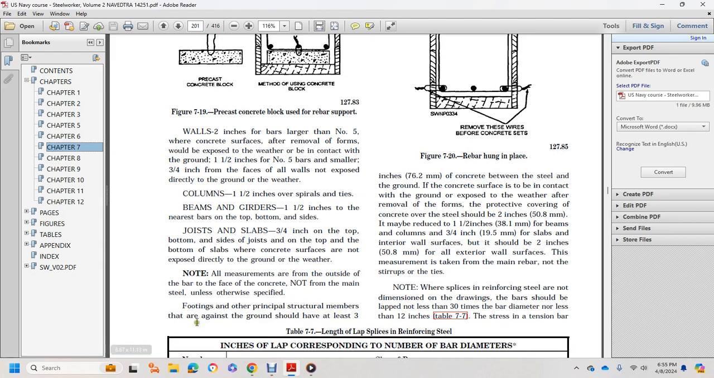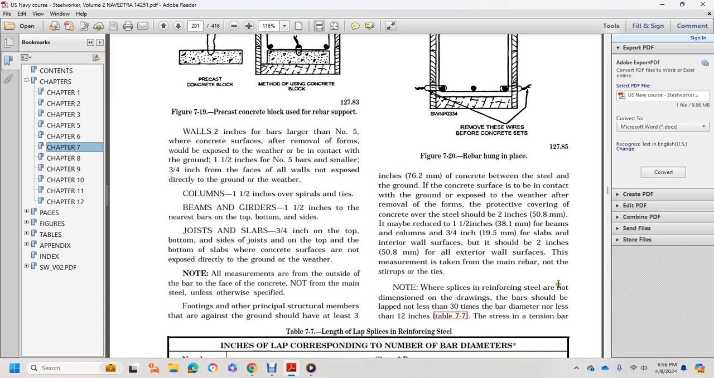Footings and other principal structural members against the ground shall have at least 3 inches of concrete between the steel and the ground. Concrete in contact with the ground or exposed to the weather, after removal of forms, should have protective covering over the steel of 2 inches, reduced to 1.5 inches for beams or columns and 3/4 inch for slabs. Interior wall thickness should be 2 inches from the exterior wall face. This measurement is taken from the main rebar, not from the stirrups or ties.